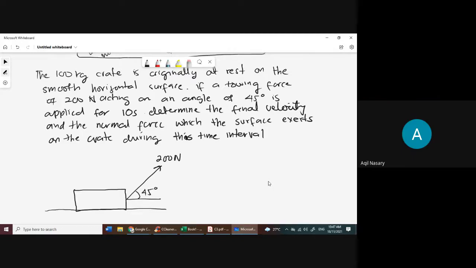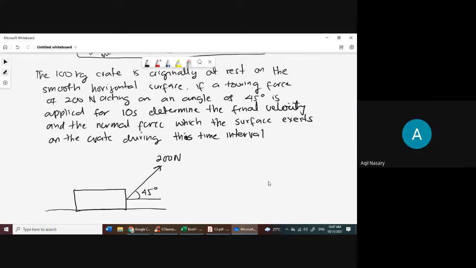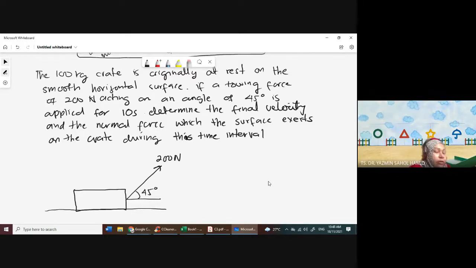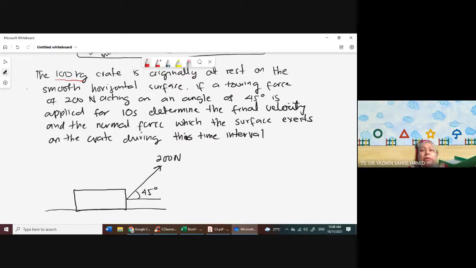Doktor. Dah? Oh, cepat. Okay, now. The 100 kilogram crate is originally at rest. So kita tahu it is 100 kilograms, and it is originally at rest on a smooth surface. If the towing force is 200 Newton, acting at an angle of 45 degrees, is applied for 10 seconds, determine the final velocity and the normal force which the surface exerts on the crate.